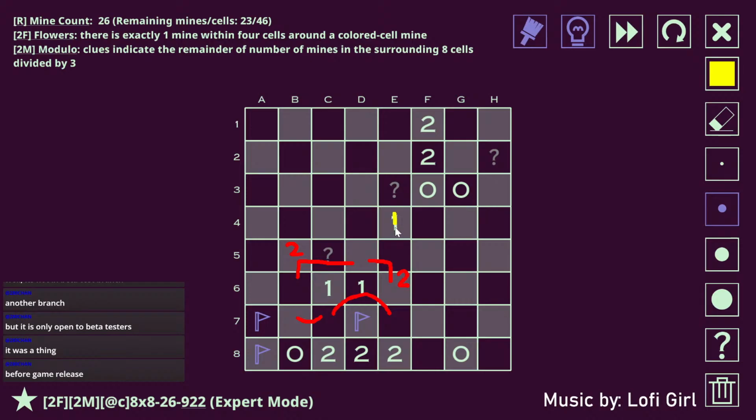If this one was just a 1, then all of these would be empty. This would be a mine. This 0 can't be a 3 anymore, because then these are both mines, which you already know is a daily pattern. So this is just a 0, and this is also just a 0. Yeah, that works. It's a lot of empty cells, but that's fine.